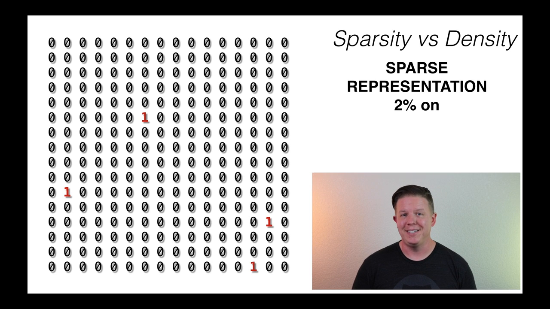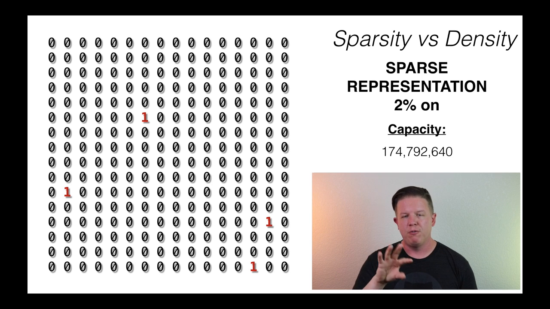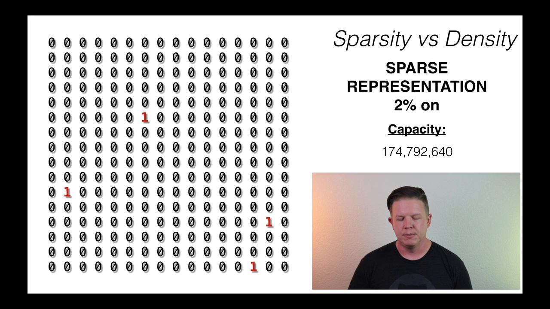And its capacity is a lot different too, much, much, much less. That just means if we're going to keep the sparsity of this array down to 2% and only have 4 bits on, there's a lot fewer different representations that we can store in it. In this case, it's about 175 million. So we could store 4 on bits in this array in about 175 million ways. And we'll talk about the math of this when we start talking about sparse distributed representations in future episodes.